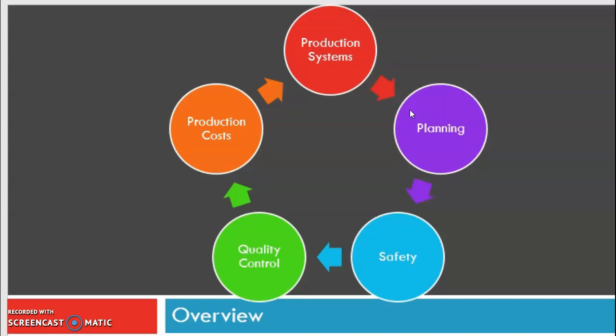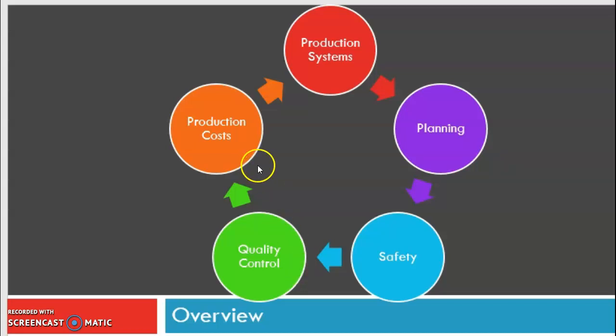Then the next thing we're going to look at is defining production planning. So in other words, what do you do before you actually start production, during production, and after production? Then we're going to look at the safety measures that are really important to reduce risk in the production process. Following the safety measures, we're going to move on to quality control. So in other words, how do we check our quality? What are our processes that we're going to be putting in place?